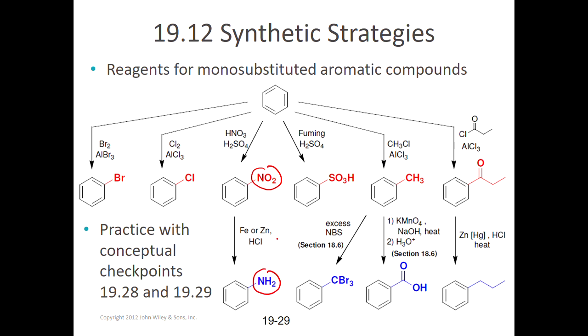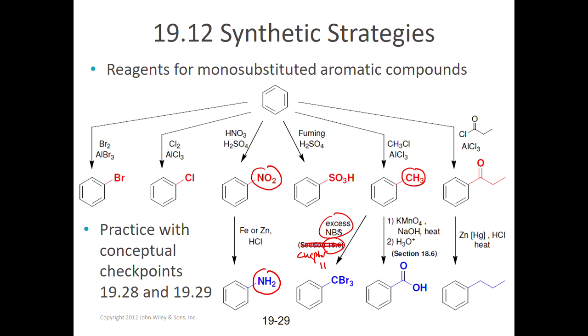So you can reduce a nitro to an amine. You can convert a methyl into CBr3 using NBS, right? This is a reaction. Oh, that's not correct. Actually, maybe it is correct. But it's also from chapter 11. I think that actually is correct. 18.6, but also chapter 11. The free radical chapter, right?